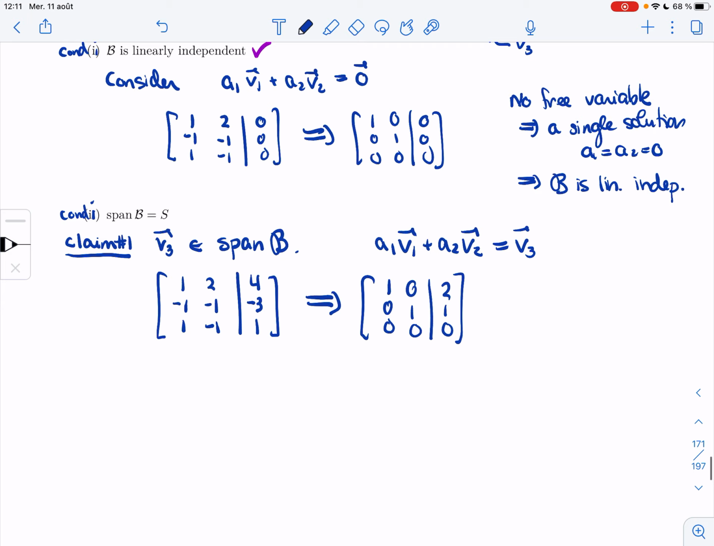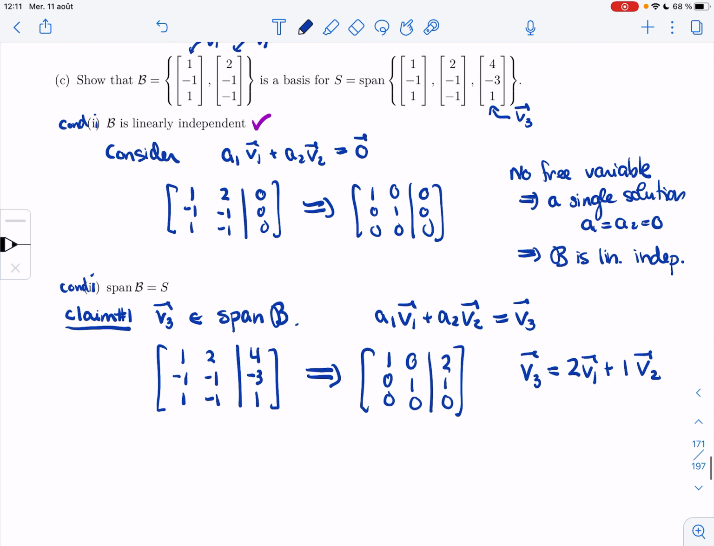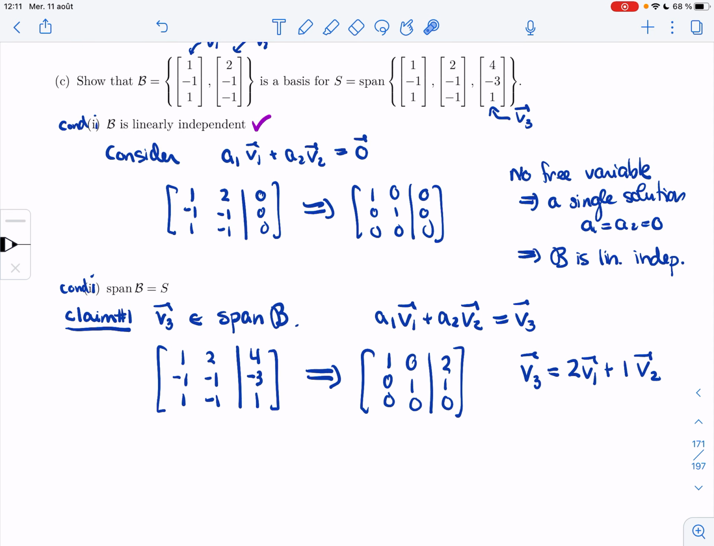And so that means V3 is equal to 2 V1 plus 1 V2. If you're not sure you've done this right, you can always check. It's not too hard to take that linear combination here. So twice, plus 2 is 4, yeah. And so, yes, V3 can be written as a linear combination, and so V3 is in the span of B.